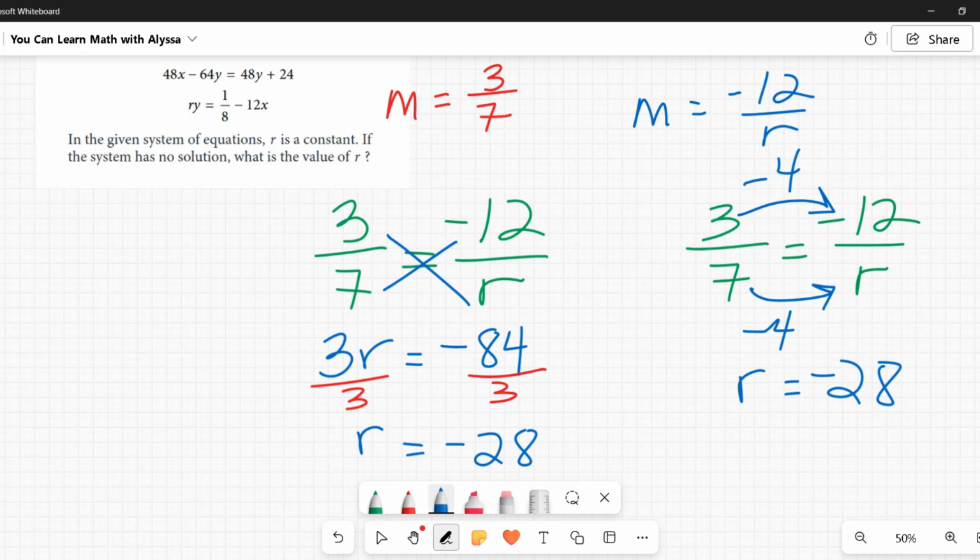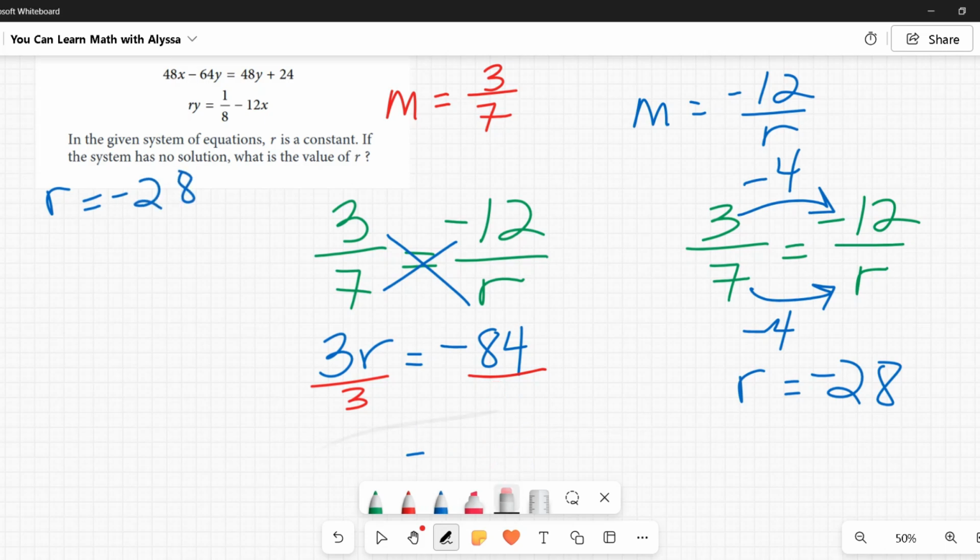So r is 7 times negative 4, or negative 28. That's another way you can do it in this particular case, but like I said, sometimes the numerator is not a multiple of the other numerator, so you can't do that. Oh, times negative 4, times negative 4. This way will always work, regardless of whether that multiple thing is true or not. So r is negative 28. That is my answer, and I'm going to write it over here.